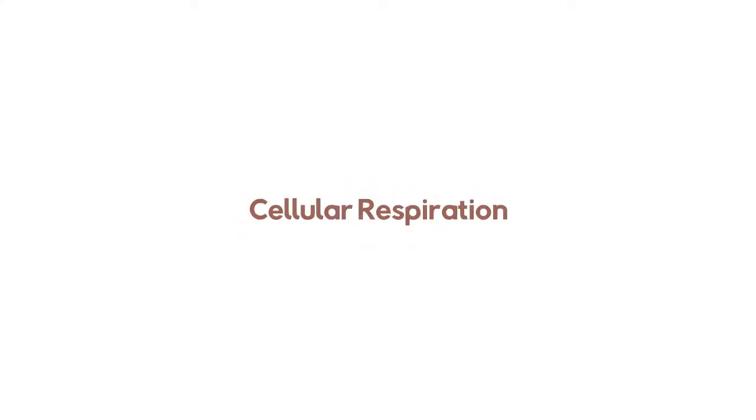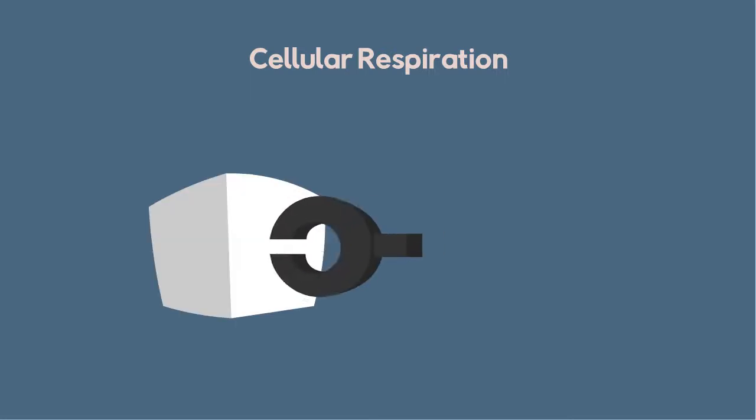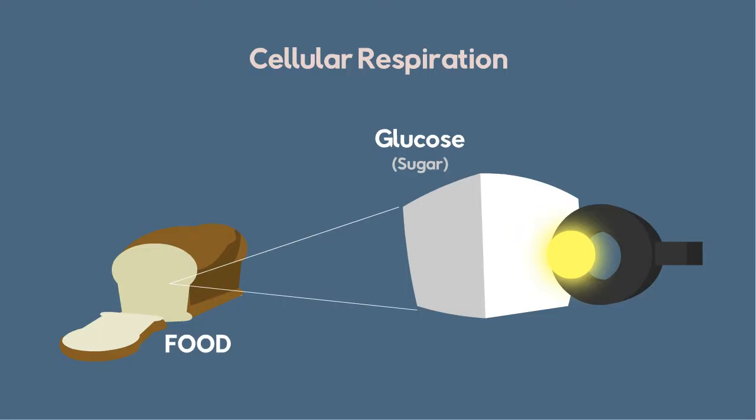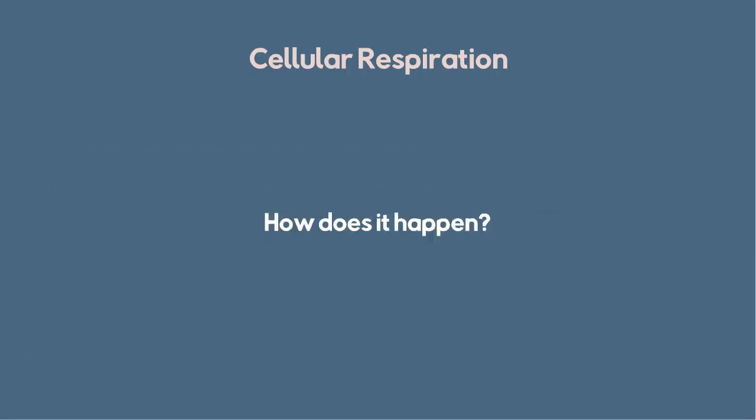The process of cellular respiration. Cellular respiration is the process of extracting energy in the form of ATP from the glucose in the food you eat. How does cellular respiration happen inside of the cell? Cellular respiration is a three-step process.